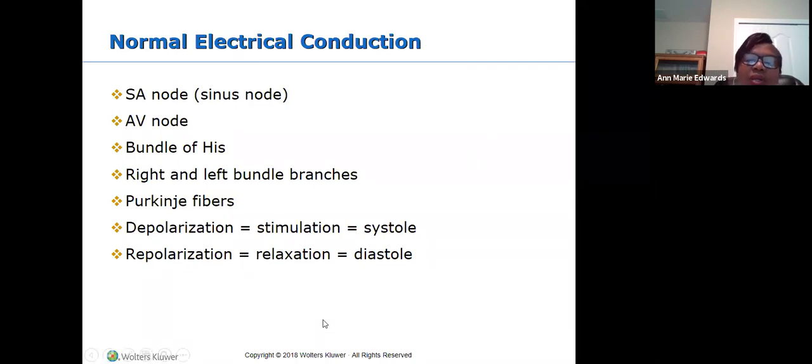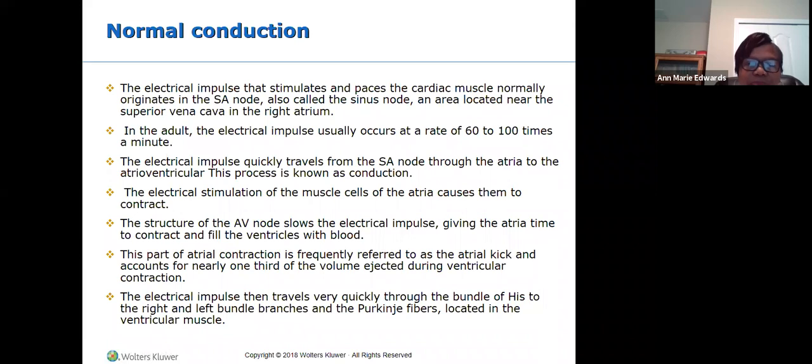We said depolarization leads to stimulation of the heart and leads to contraction or systole. Repolarization is when the heart relaxes and it leads to diastole. Okay, so bear those concepts in mind.